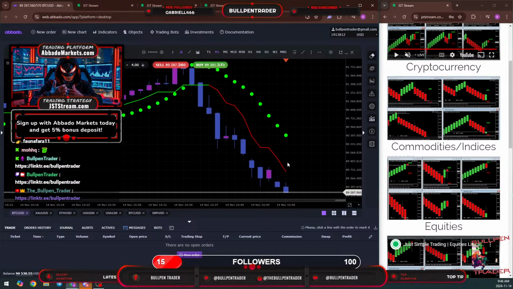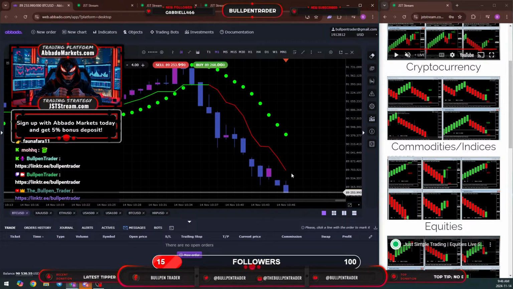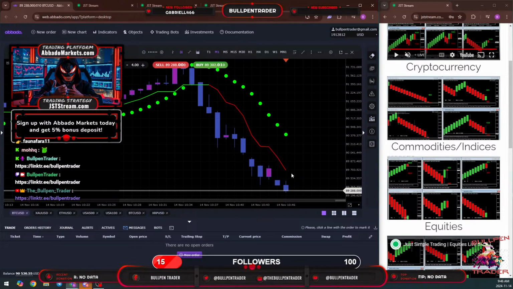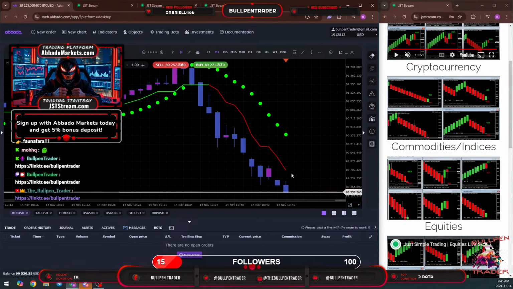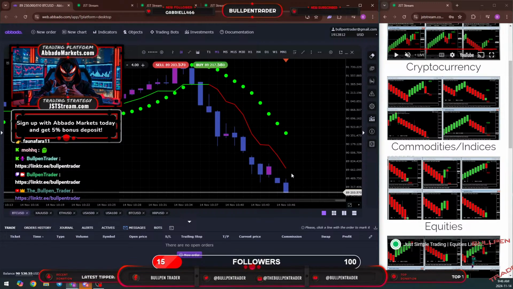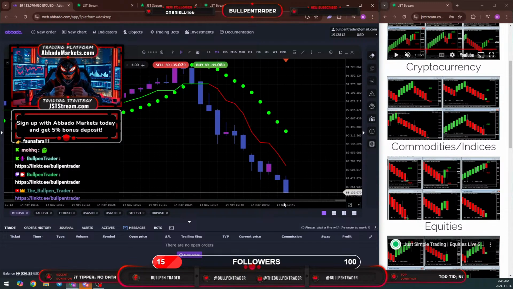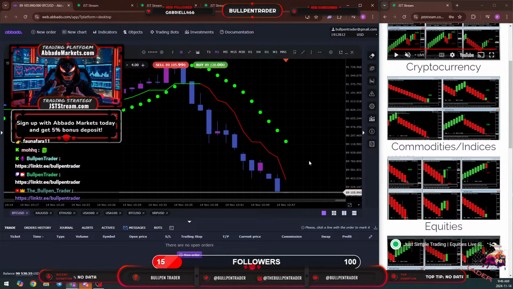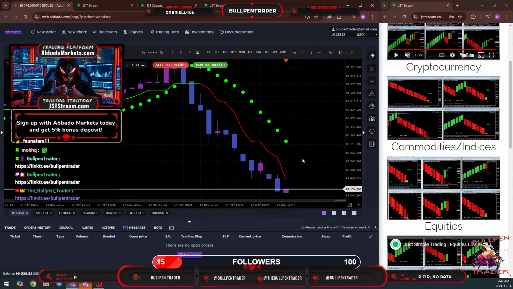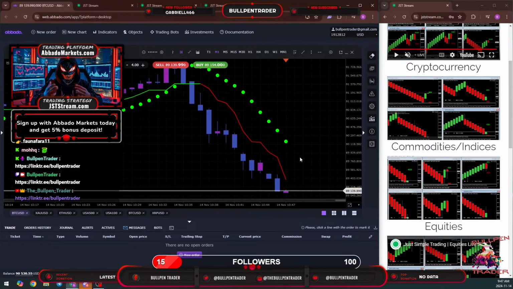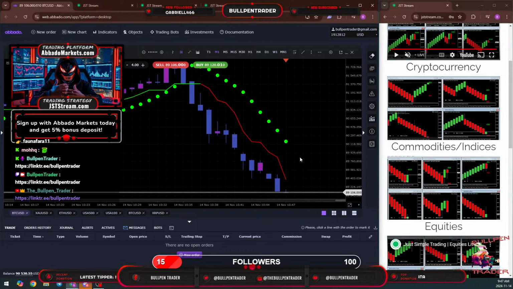But with Bitcoin being so volatile, I found that the RSI is not the greatest tool. I haven't used it in a while, so I mean, let's see what happens.